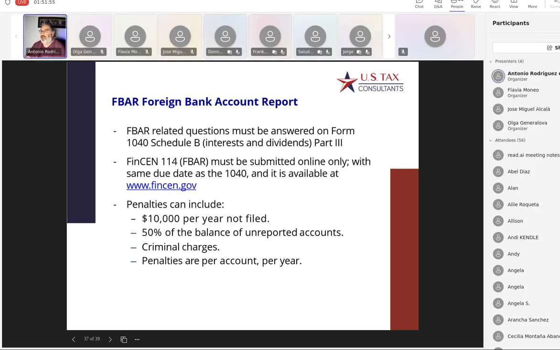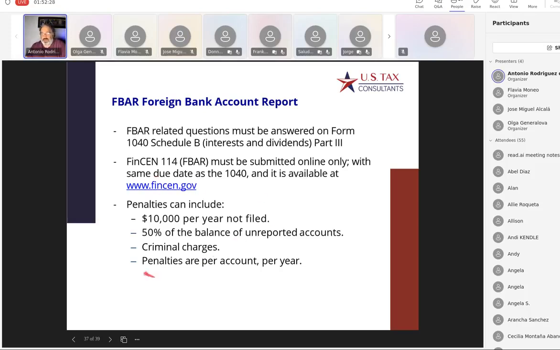It is true that FinCEN is somehow related, or part of it is included, in the 1040. In the 1040, Schedule B, Part 3 at the very bottom, you have to declare if you are doing the FBAR, and what the countries are in which you have foreign bank accounts. And then you have to report that in the 1040. So the IRS will also know if you have done the FBAR or not.